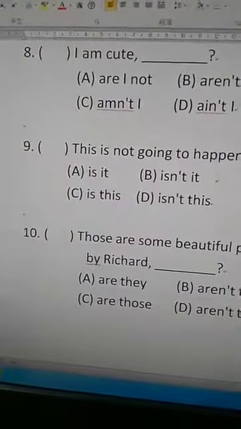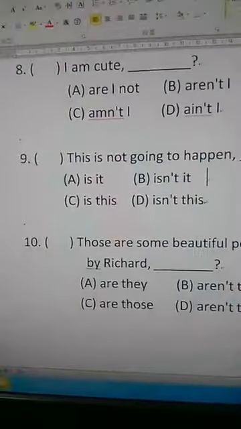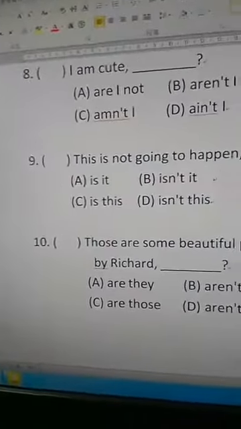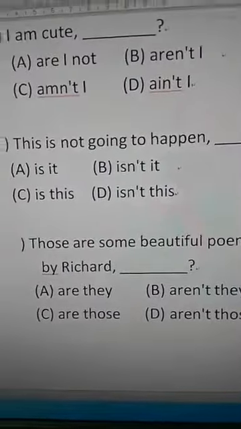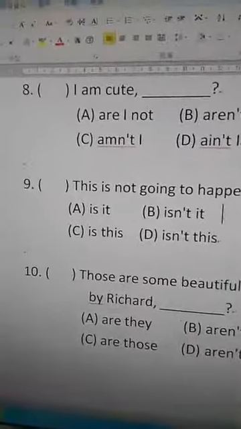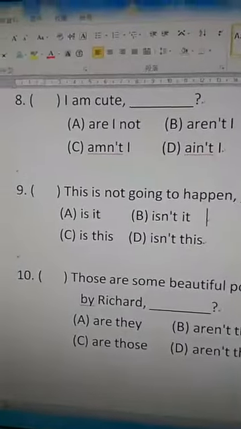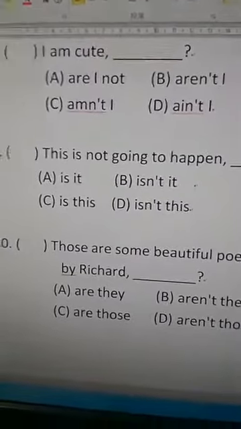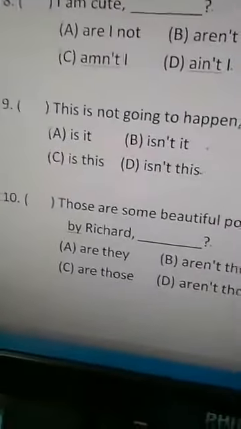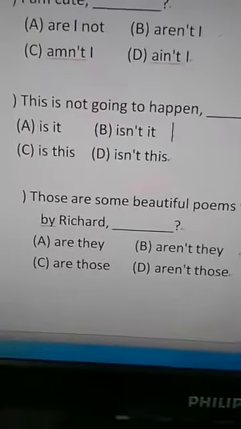And when you're thinking about the answer, let me charge my mobile first. My mobile is out of battery right now. So number 9, my viewers and my watchers, you check the answer and you type the answer for me. I'm charging my mobile right now.